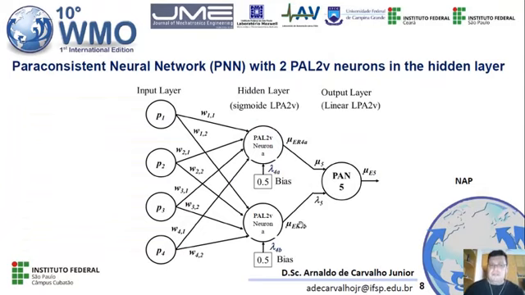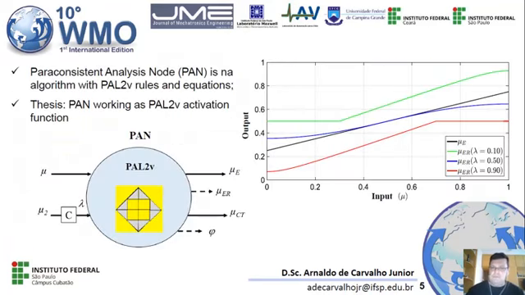So in the first study, I designed one simple network with only 2 PAL2V neurons in the hidden layer. And I used, in fact, only one input of the two PAL2V inputs. One input is fixed at 0.5. This is because in the first graph here, when lambda is fixed at 0.5, the output is a classical sigmoid S function, in blue.